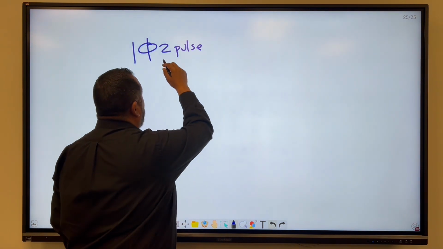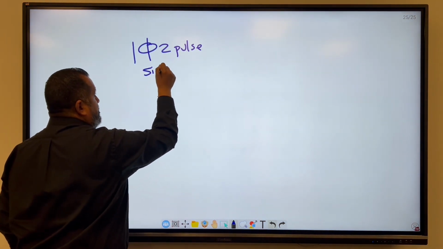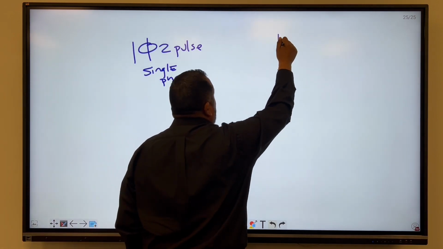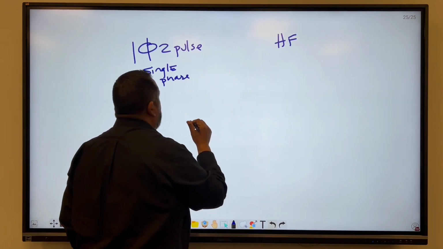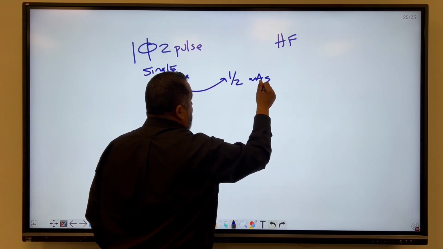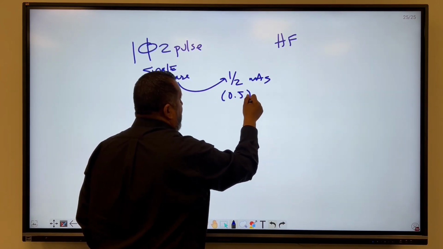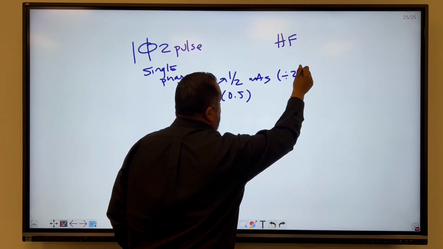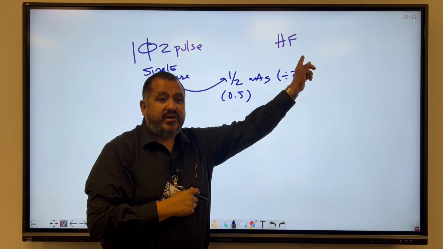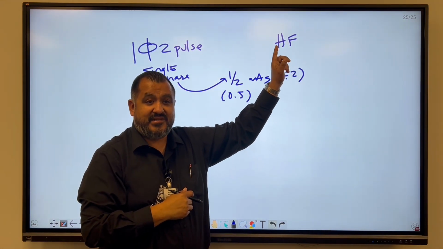So now you want to go from a single phase system, and you want to go to a high frequency X-ray generating system. Well, if you do that, you got to half the mAs. You can go ahead and multiply it by 0.5, or you could divide it by 2. But you're going to half the mAs because you're going to get more x-rays out of a high frequency x-ray generating system.